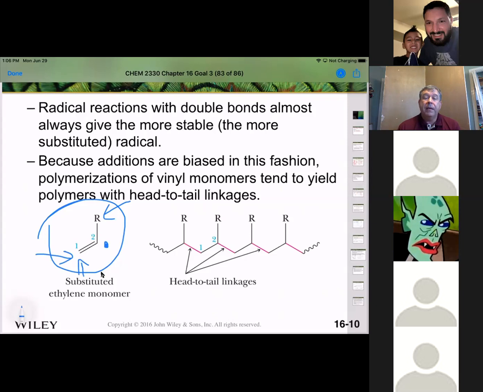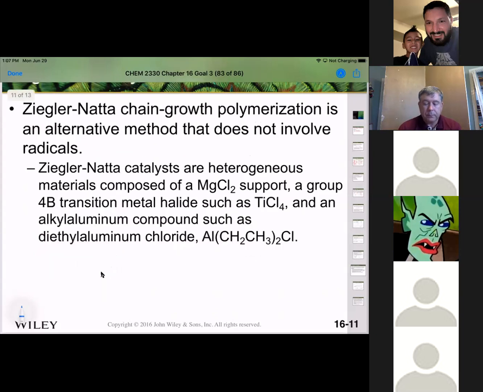What that means is that the head of the molecule is going to react with the tail of the molecule. Then this becomes the head of the molecule, and it's going to react with the tail of the next one. And so we call this a head to tail linkage, okay? So it all has to do with the specificity that the more substituted radical is the more stable radical. It'll always form the more stable radical, even during these chain growth polymerizations, okay?